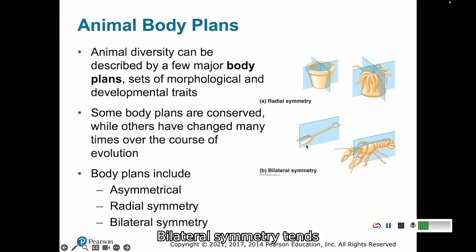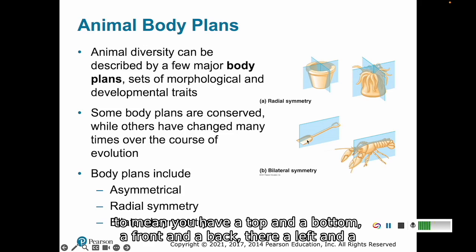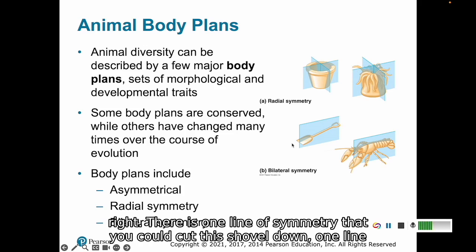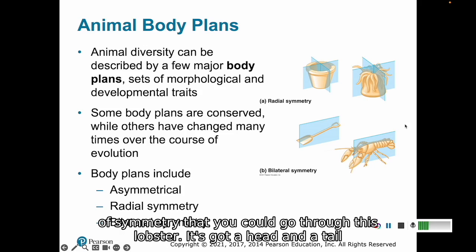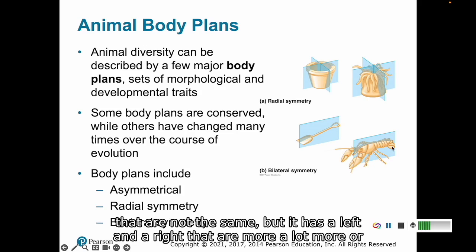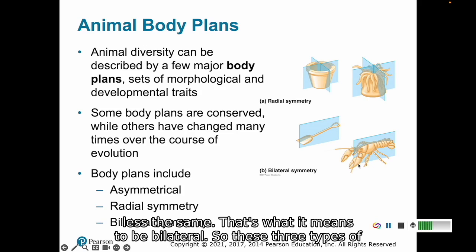Bilateral symmetry tends to mean you have a top and a bottom, a front and a back, a left and a right. There is one line of symmetry that you could cut this shovel down, one line of symmetry that you could go through this lobster. It's got a head and a tail that are not the same, but it has a left and a right that are more or less the same. That's what it means to be bilateral.